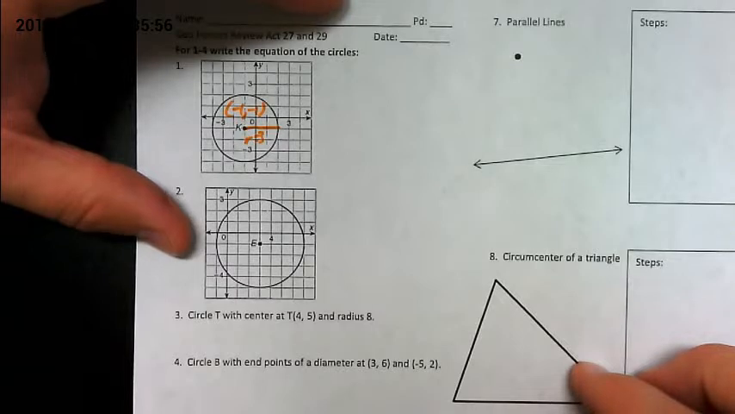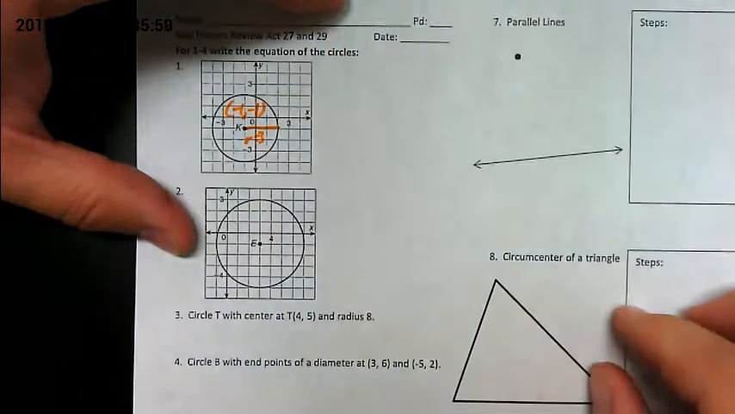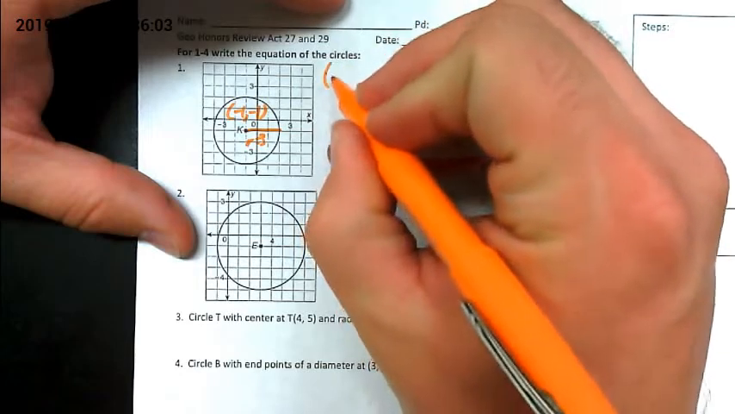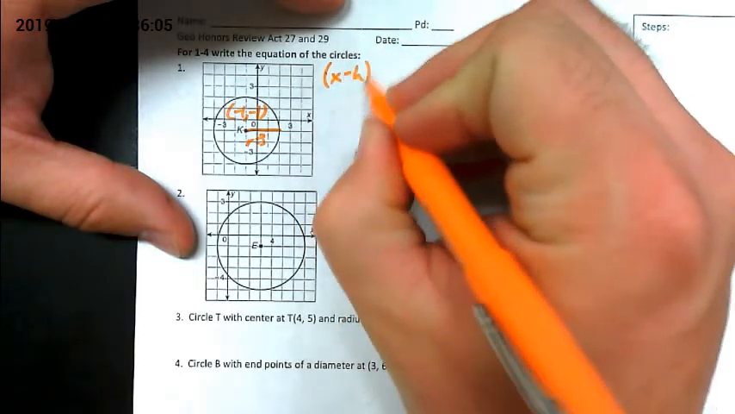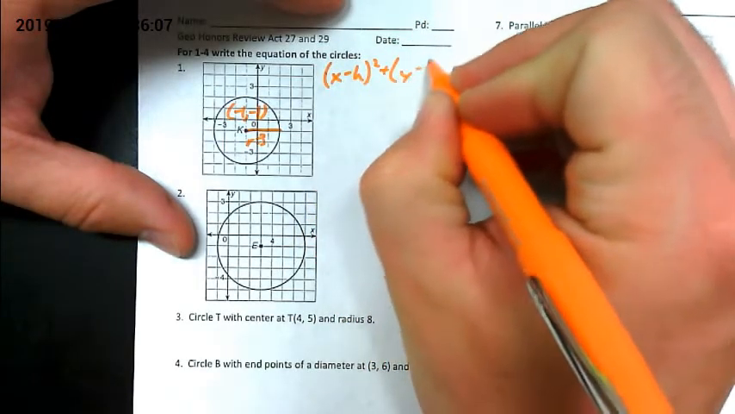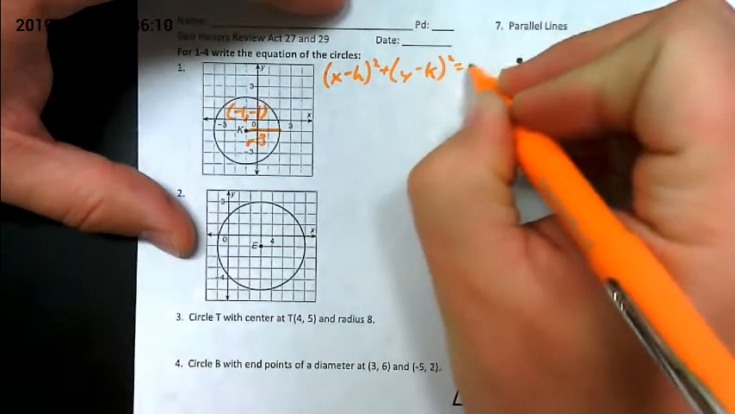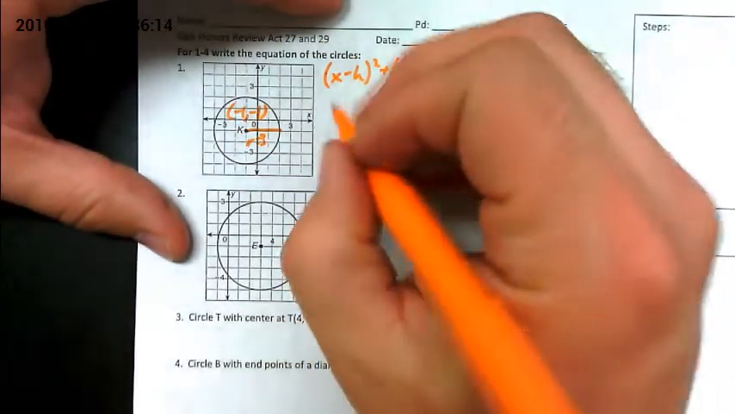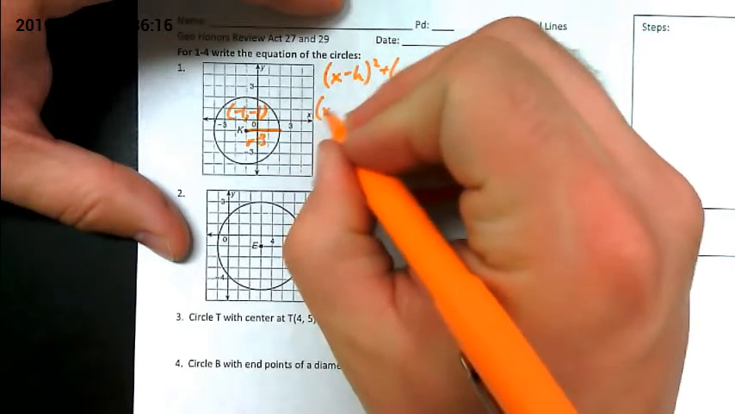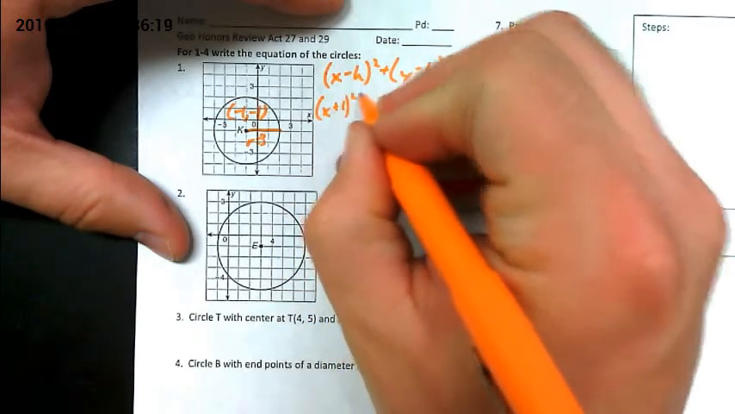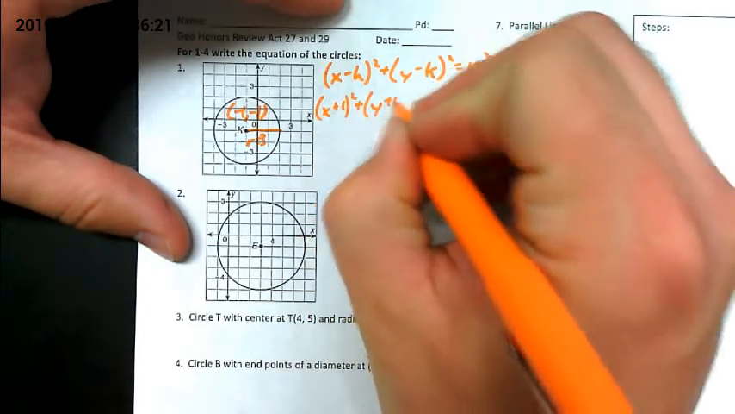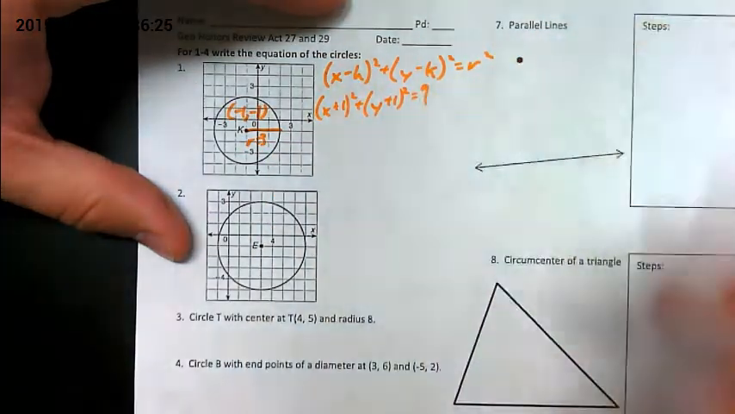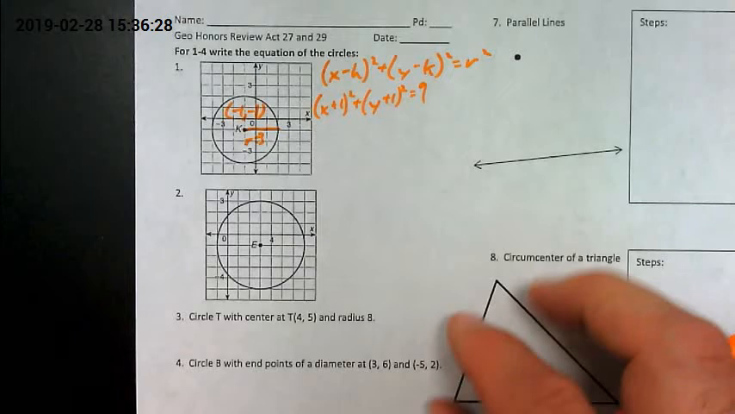So we have to write it in the equation of a circle formula. So we're going to have, first, our equation of a circle is x minus h squared plus y minus k squared equals r squared. That's what we're plugging it into. So on this one, we have x plus 1 squared plus y plus 1 squared equals 3 squared, which is 9.